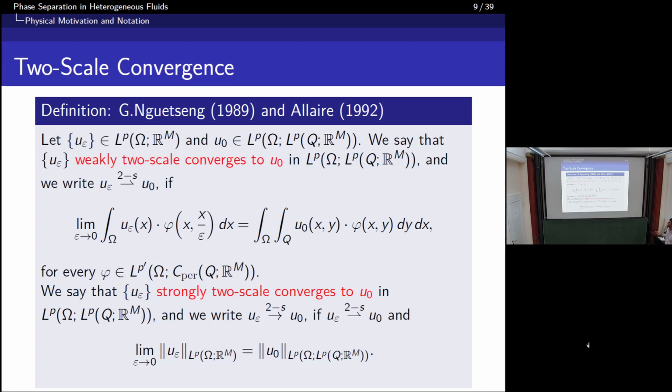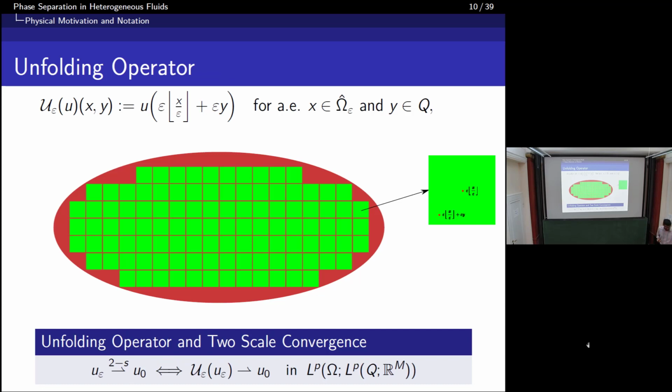And so you can say that things weakly two-scale converge if you have this property, and strongly two-scale converge if the norms also converge. And the way I'm really going to use this is this notion of the unfolding operator, which is from Cioranescu, Damlamian, and Griso, and also separately by Visintin in the early 2000s, where they basically proposed this operator U_epsilon as a way to reduce two-scale convergence to normal L^p convergence.